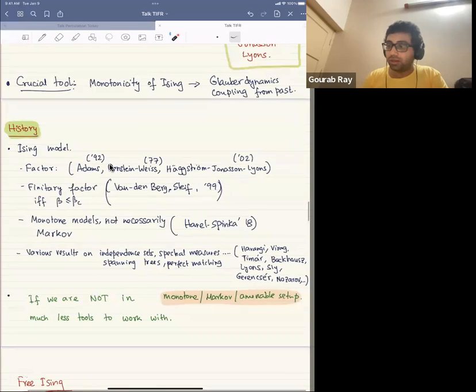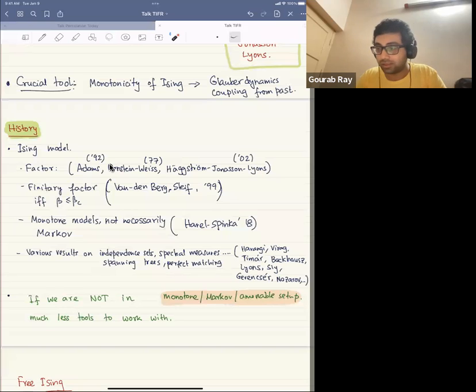So for the Ising model, the fact that it's a factor was proved in this paper by these people, and later there's this question of finitary factor, which was settled by van den Berg and Steif. They actually showed in this remarkable paper that if the temperature is greater than or equal to the critical temperature, or beta is less than or equal to beta_c, then it's a finitary factor, and it's an if and only if. So in fact, at low temperature, the Ising model is not a finitary factor of IID, although it's a factor for the plus case.